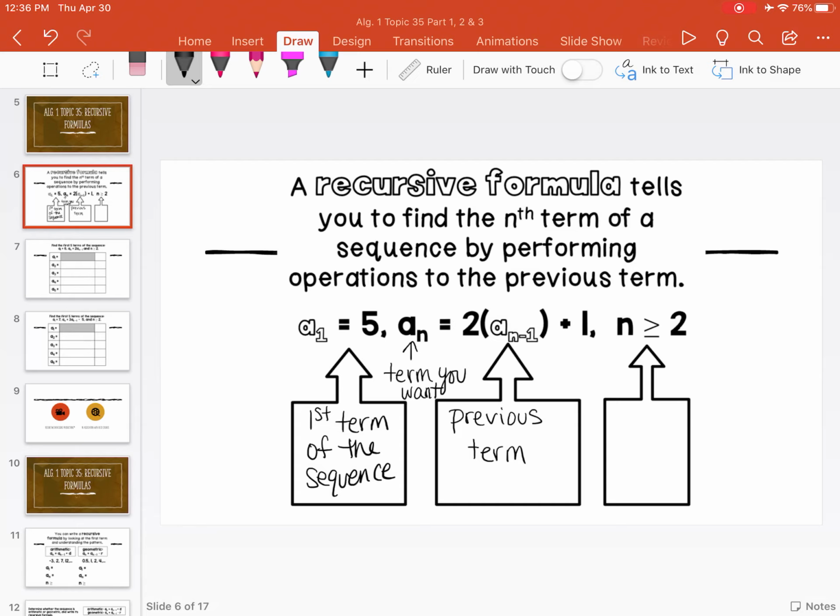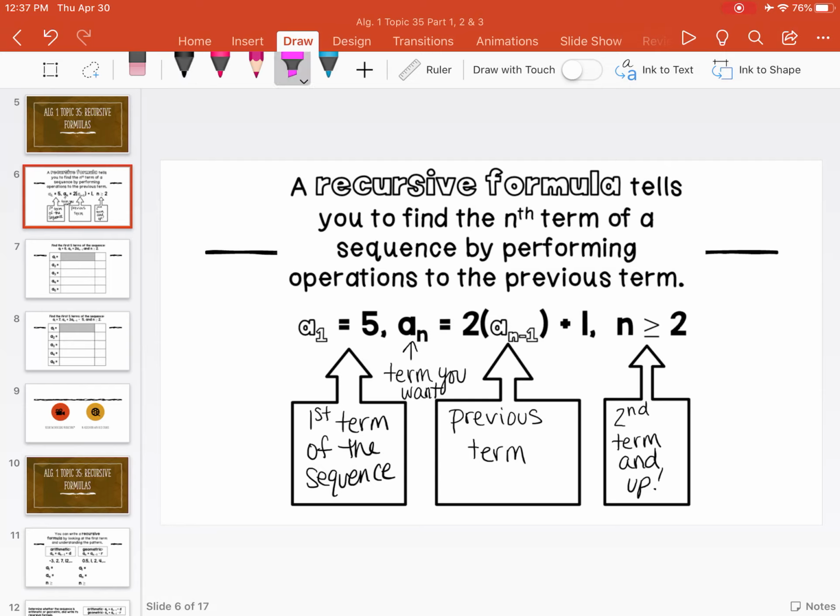The last part is where n is greater than or equal to 2. Now remember, n is the term number. So when n is greater than or equal to 2, this means that we can use recursive formulas in order to find the second term of our sequence and up. So if we want to find the second term, third term, fourth term, etc.